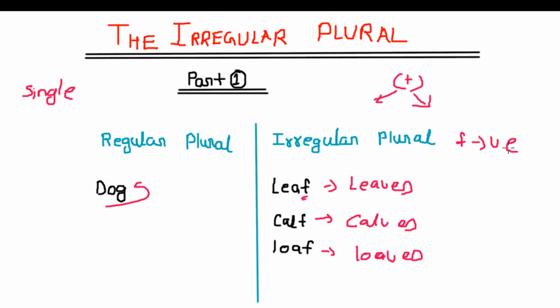That's the easiest way, and in most cases, not in every case, but in most cases, we just have to add ve to words ending with f.